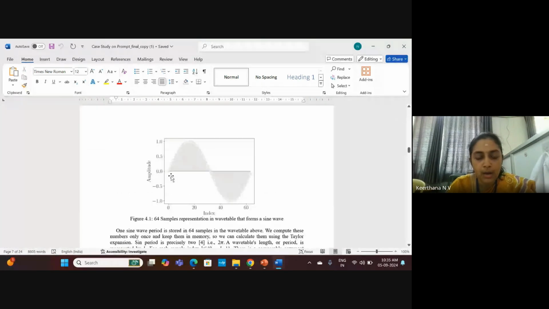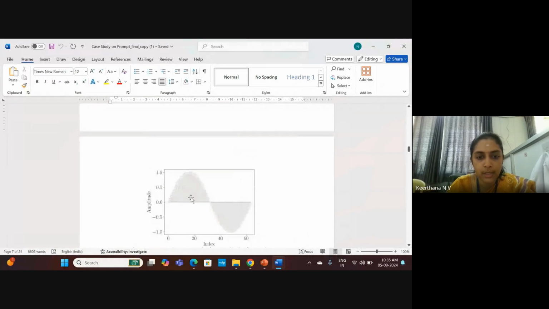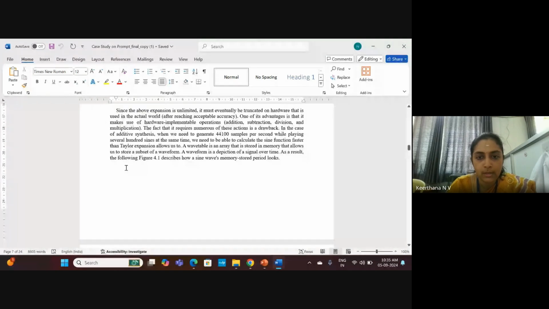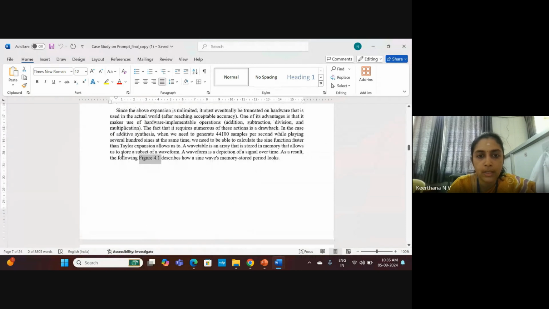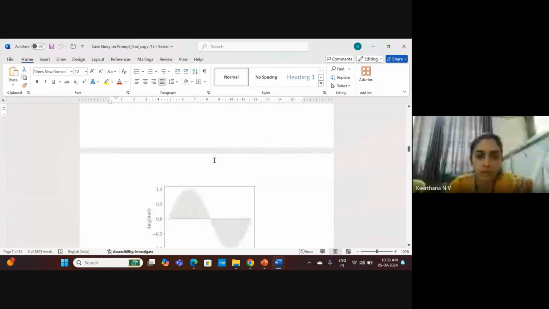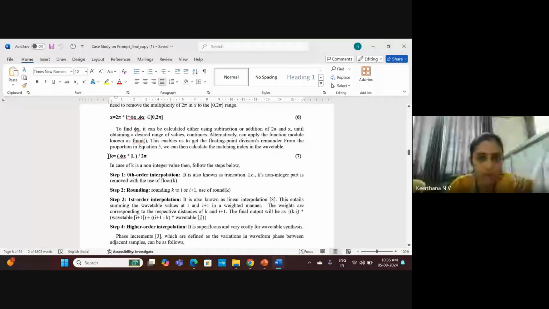If you are giving any diagrams, please give a description of the diagram. It is very mandatory. Like this: the following figure describes how the sine wave memory stored period looks. You have to give the description for every figure you are putting in your paper. You can give the description for equations also. So it is mandatory to give descriptions for equations, figures and tables. It is very mandatory.